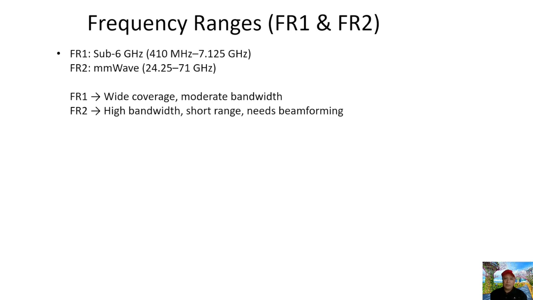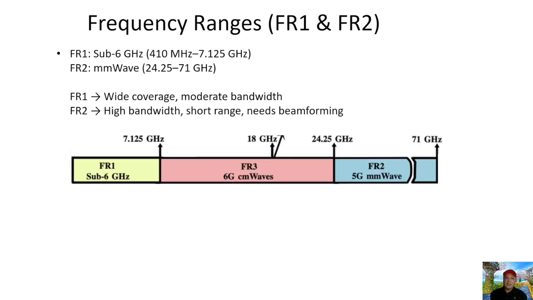You will often hear FR1 and then FR2. FR1 covers sub-6 GHz, typically from 410 MHz to 7.125 GHz. FR2 includes millimeter wave frequencies from 24.25 GHz to 71 GHz. Each range has unique challenges. FR1 provides broader coverage but limited bandwidth. FR2, massive bandwidth but higher path loss, needing beamforming and precise calibration.